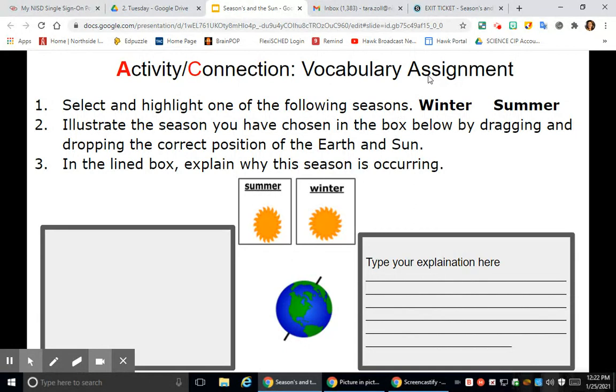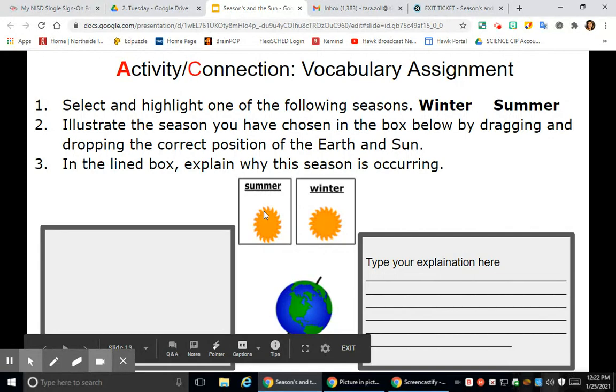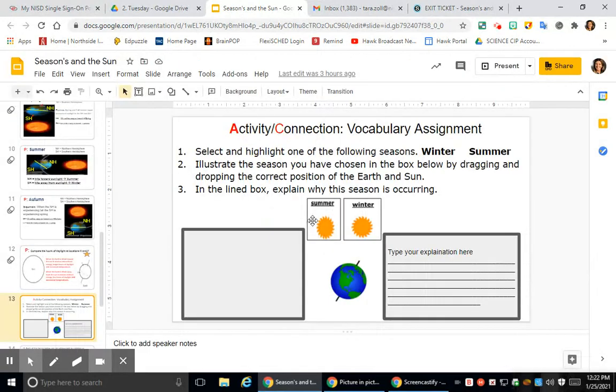For your activity and connection, we have a vocabulary assignment. We'll do this together. We are going to select and highlight one of the following seasons, so either winter or summer. We're going to draw it here in the box by drag and drop. So let me minimize, and let's just choose summer.